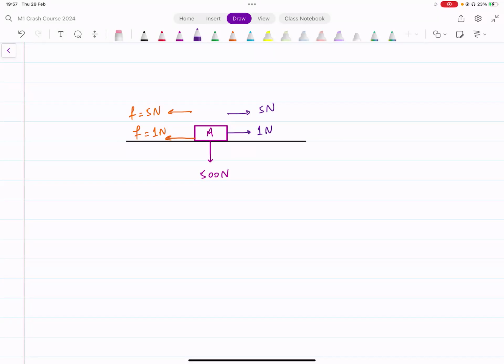So friction is not going to remain constant. It depends on the amount of force that you are applying. If you are applying 1 Newton, friction counters that and is also equal to 1 Newton. If you are applying 5 Newton, friction is also 5 Newton. It counters that 5 Newton force that we're applying on the right side.